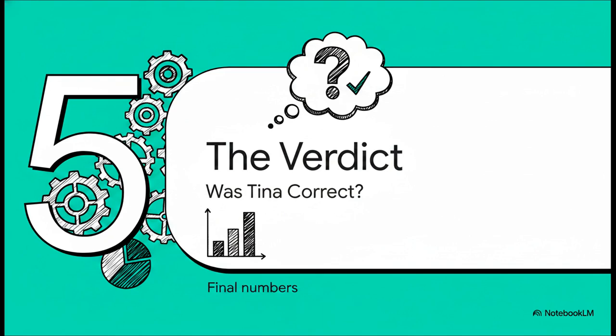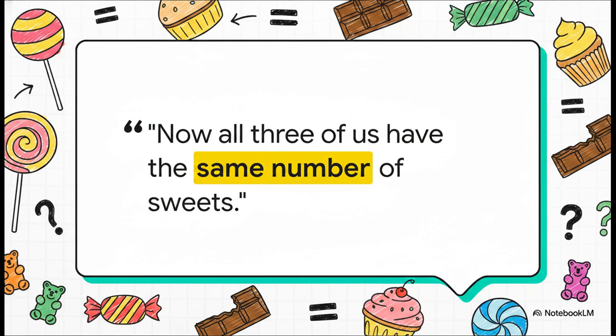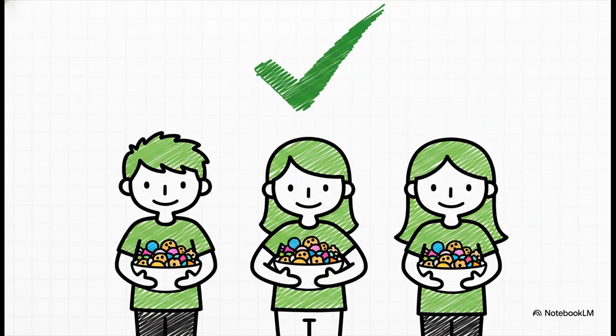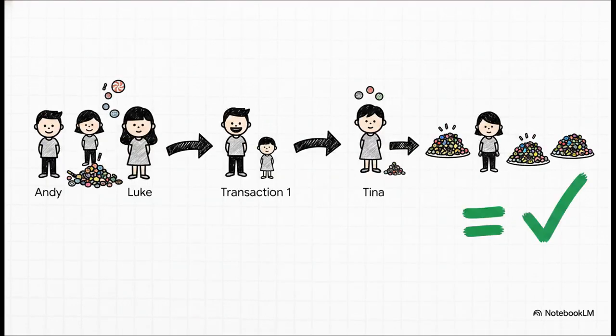So, we have tracked every single sweet. We've done all the calculations, and we have our final numbers. Now, we can give a definitive answer to that original question. Let's just quickly revisit Tina's claim. She said that after all that sharing, they'd all have the exact same number of sweets. And based on our calculations, her statement is 100% correct. Yes. And this right here, this is the clear, logical path that gets you the full marks.